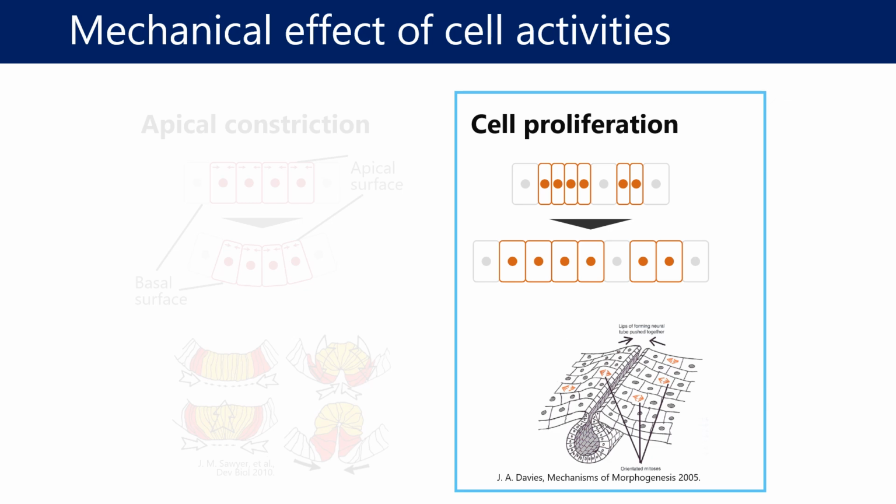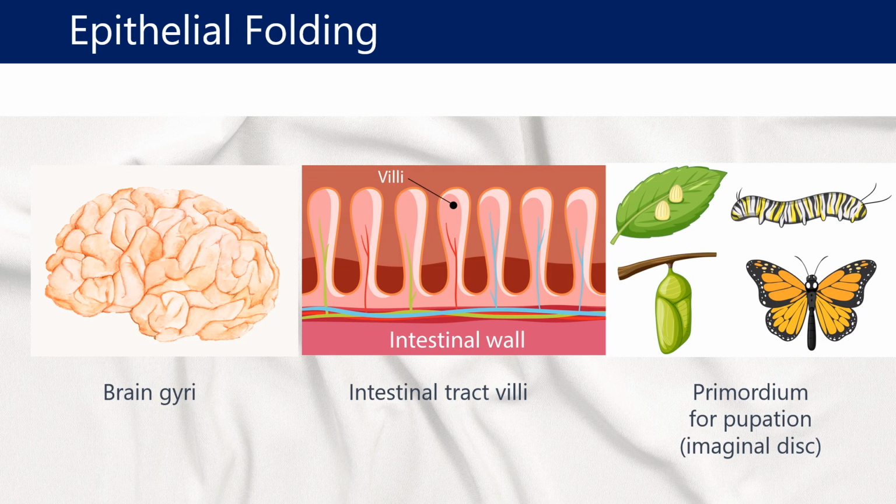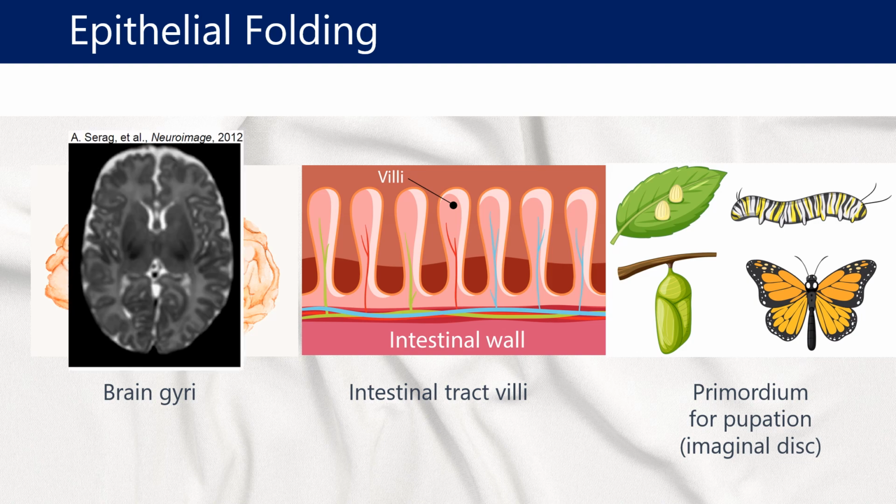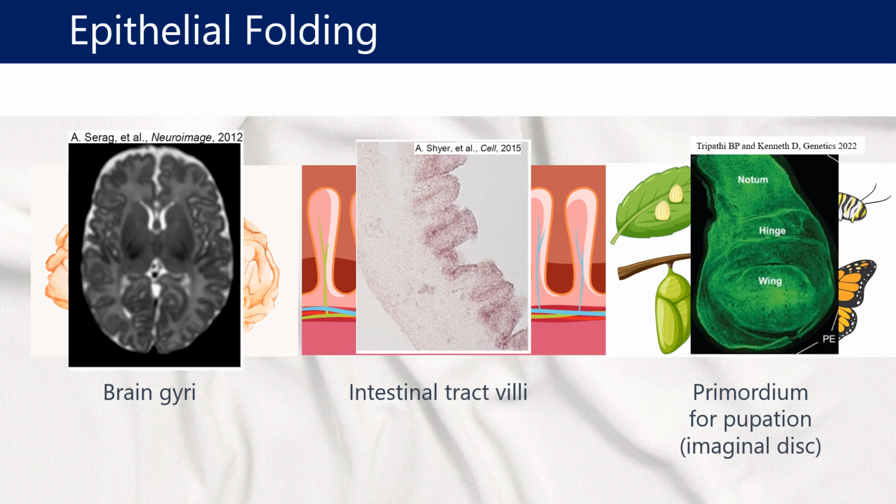Next, we shift our focus to emphasize the role of cell proliferation in epithelial folding. Again, epithelial folding is a fundamental process in development. Examples include the folds in our brain, gyri, the villi in the intestines, and even the wings of insects. These structures are known to emerge in association with cell proliferation. But why do such a variety of folding shapes exist? What determines the specific patterns and directions of these folds? Despite its significance, the mechanisms underlying these complex folding processes are still not fully understood.